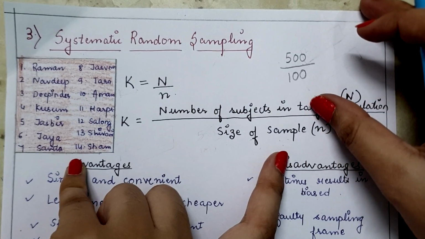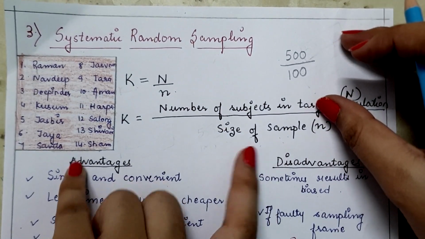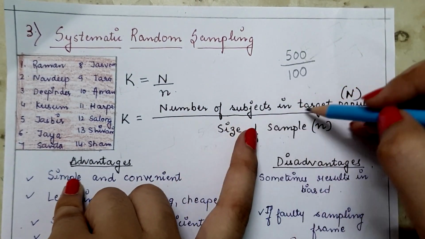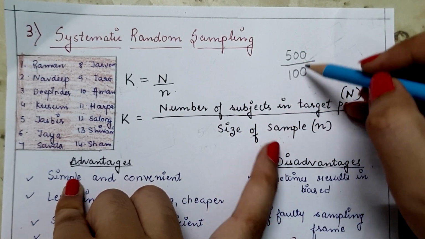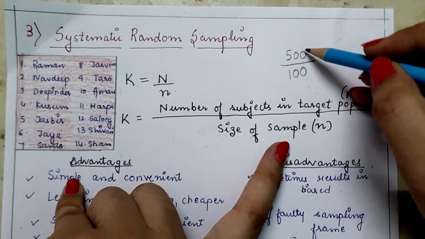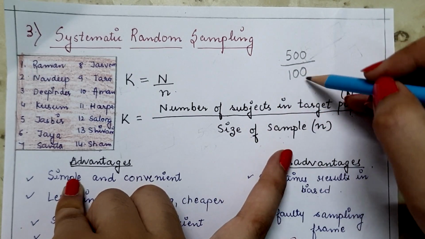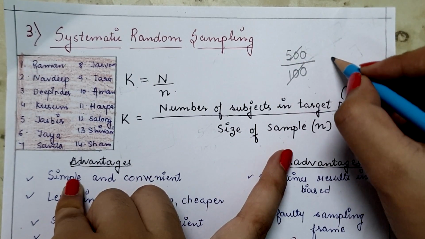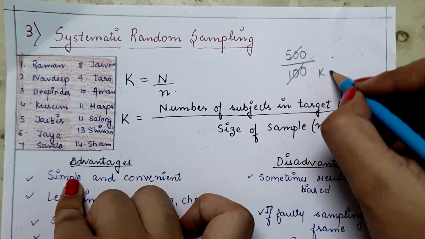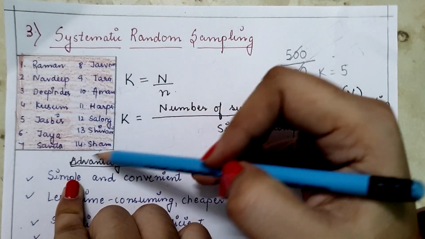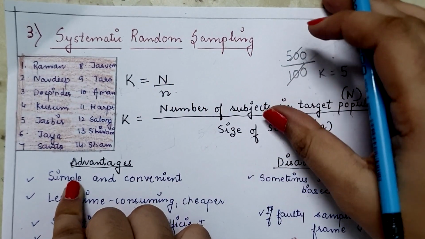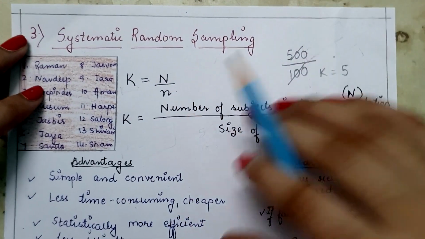subjects for the study. In that case, the number of subjects in the target population is 500 and the size of the sample is 100. So K is equal to 5, meaning every fifth member from the sampling frame should be taken as a sample for the study.